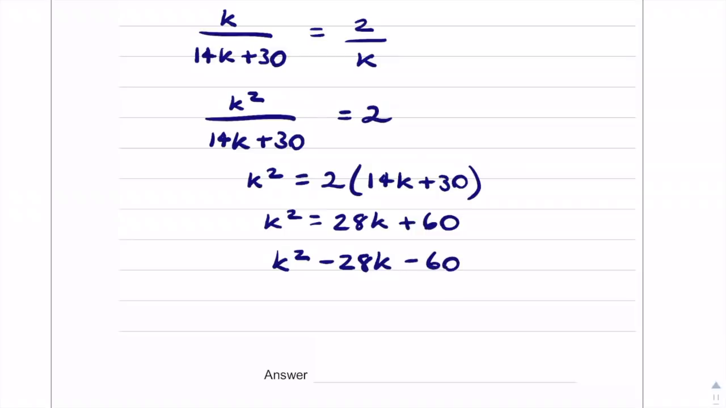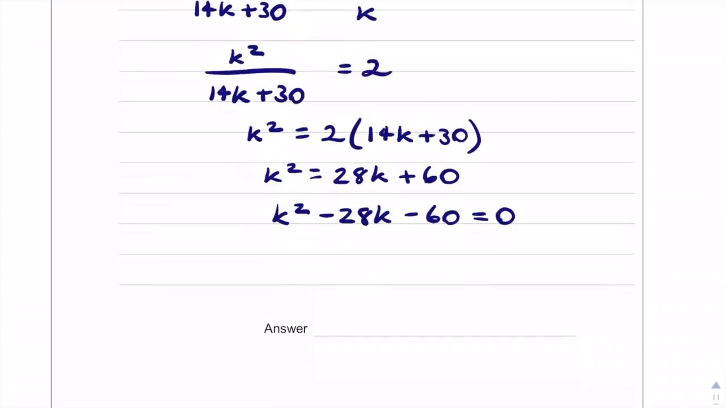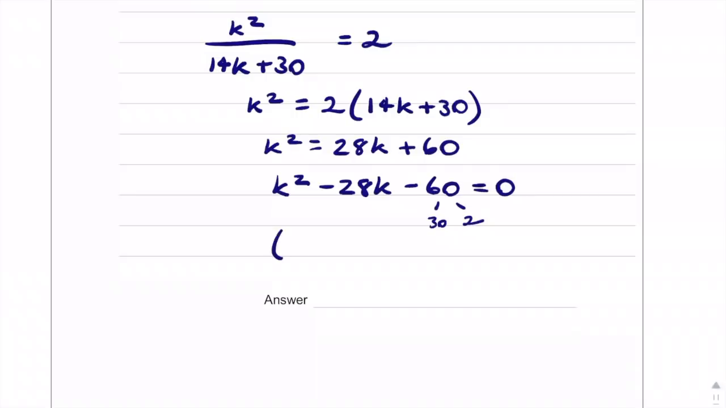I've got a quadratic equation in terms of k. Now I can factorise this, because I know I've got factors of 30 and 2. So I'm going to have k plus 2 and k minus 30. And I know that the 2 minus the 30 is going to give me minus 28, so that works. You could use the quadratic formula, that's absolutely fine, but it's always good to test whether there's any factors of 60. It ends up being a lot easier and a lot quicker. So that's all equal to 0.